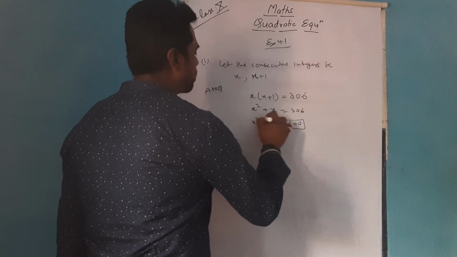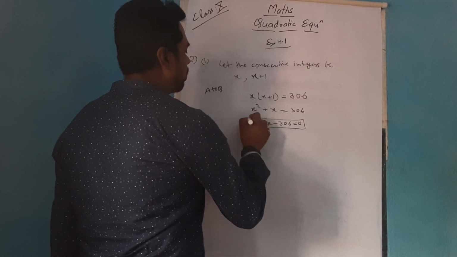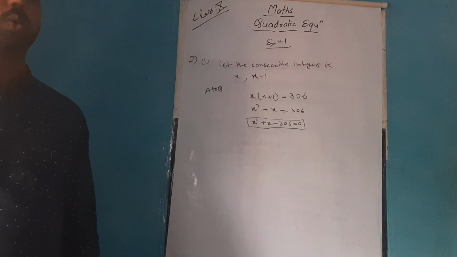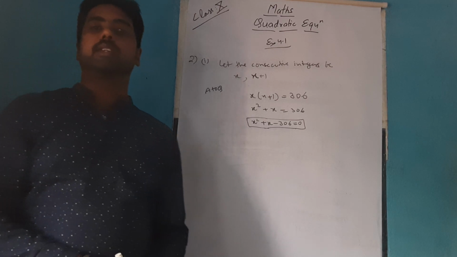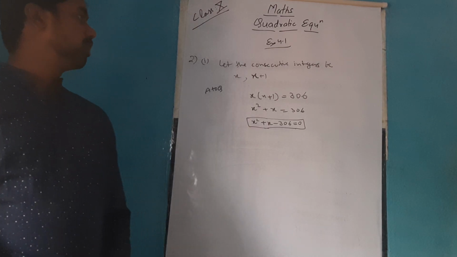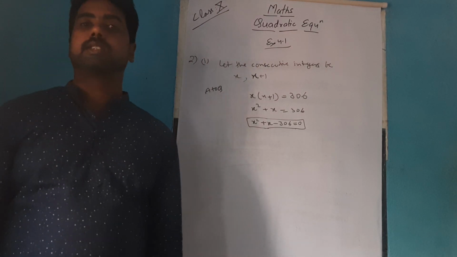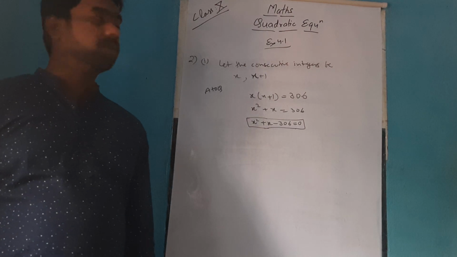Don't forget to mention equals 0, because it should be represented in the form of an equation, and an equation will always have an equal sign. So this will become x square plus x minus 306 equals 0. So the answer will be x square plus x minus 306 equals 0. I hope this is clear now.